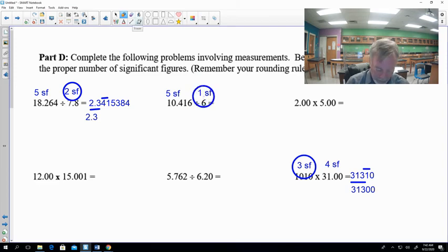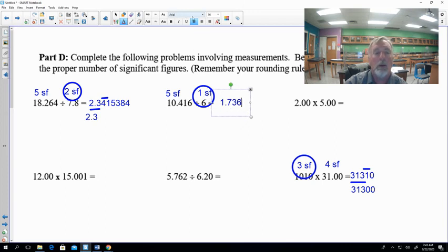Let's put that into our calculator. 10.416 divided by 6. 1.736 is what our calculator will tell us. We're only allowed to have 1 sig fig, though. There's our 1. Our 7 tells us to do what? 7 tells us to round up. So we're going to round our 1 up. Our 1 now becomes simply a 2. And there's our 1 sig fig.